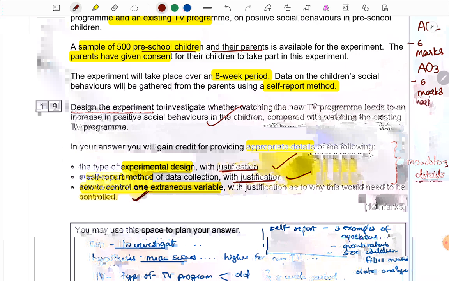What I have not included in this plan is sampling details, because the sample number is pre-specified and they're saying that they're already available. So it seems like it's because of convenience sampling. They don't want us to think about the technique or the sample, so I'm not including any details. The sample is already there. Otherwise, usually we do talk about sampling also.